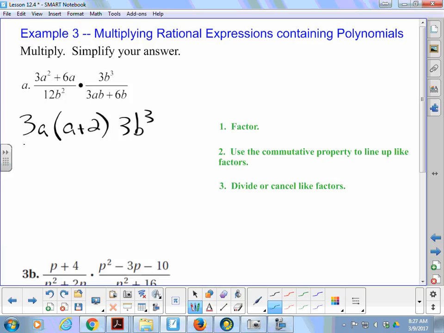So we look at the denominator. We've got 12b squared. And look at this part here, 3ab plus 6b. What do they have in common? They both have a 3, right? Because 3 goes into 3 and the 6, and they both have b. So I'm taking out 3b from that. And what am I left with? A plus 2.